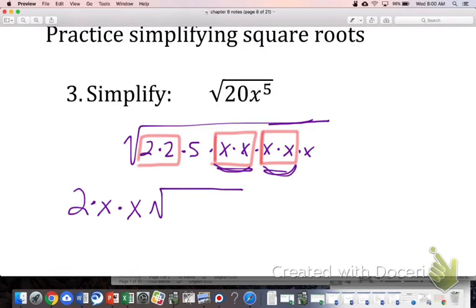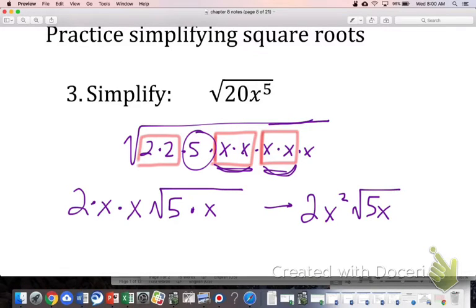The radical is still there. And the 5 didn't have anybody to pair with, so the 5 couldn't leave. And the x didn't have anybody to pair with, so the x is still there as well. So maybe a final last step here would be to recognize that x times x is x squared. You'd end up with 2x squared times the square root of 5x.